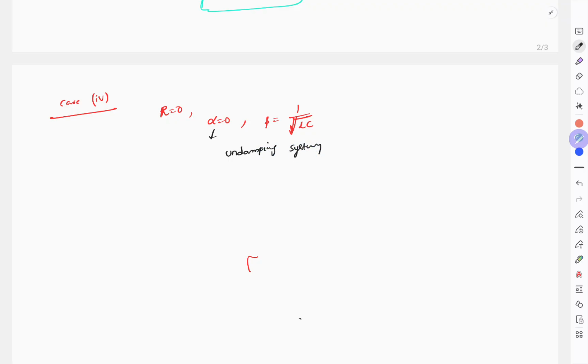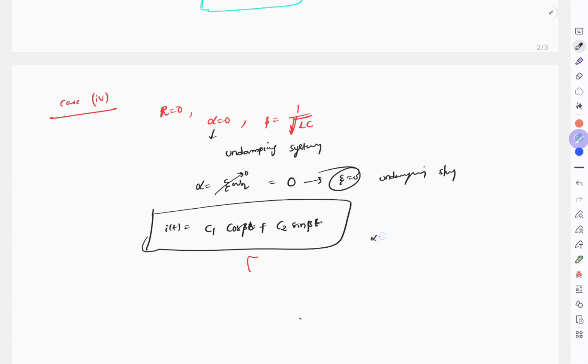If you compare with the control system, what do you get to know? Alpha equal to zeta omega n. So alpha is 0 means zeta is 0, and zeta equal to 0 means what does it mean? That undamped system. You want to know how to get to know these things? After writing this equation I'll explain that. I of t is equal to c1 cos beta t plus c2 sin beta t. This is how you need to write it down, because alpha equal to 0.